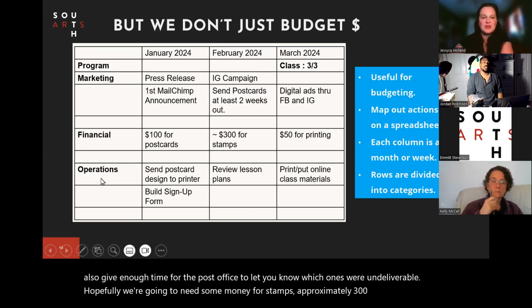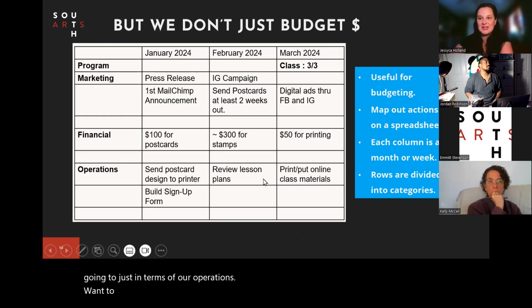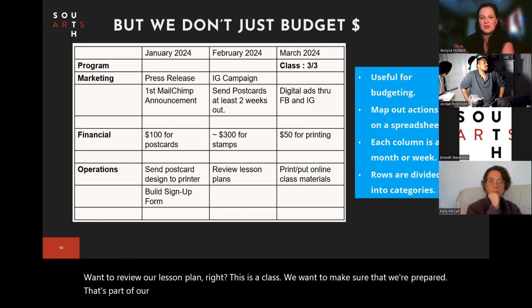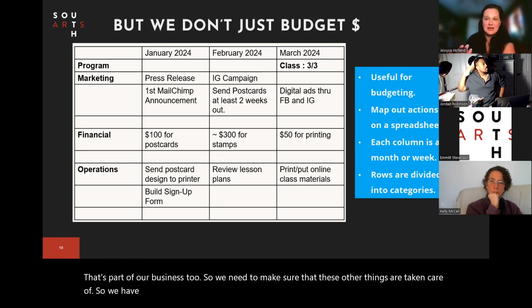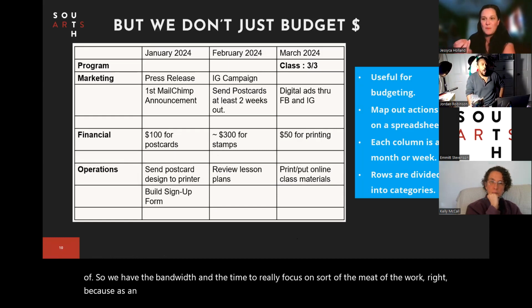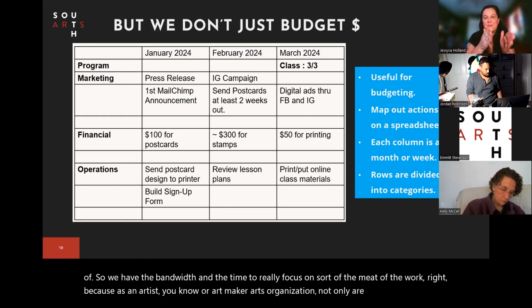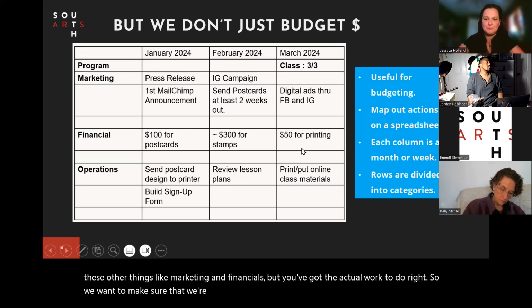And then, in terms of our operations, we're going to want to review our lesson plan. This is a class, and we want to make sure that we're prepared. That's part of our business too. So we need to make sure that these other things are taken care of, so we have the bandwidth and the time to really focus on the meat of the work. Because as an artist, art maker, or arts organization, not only are you handling all of these other things like marketing and financials, but you've got the actual work to do. So we want to make sure that we're budgeting that in as well.